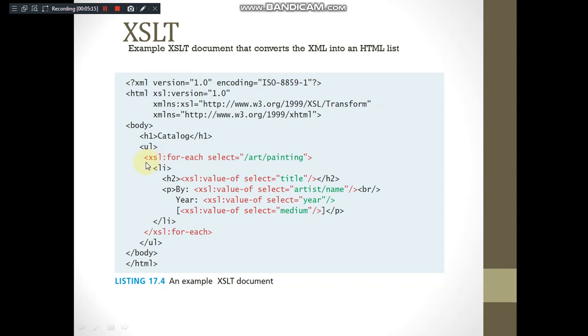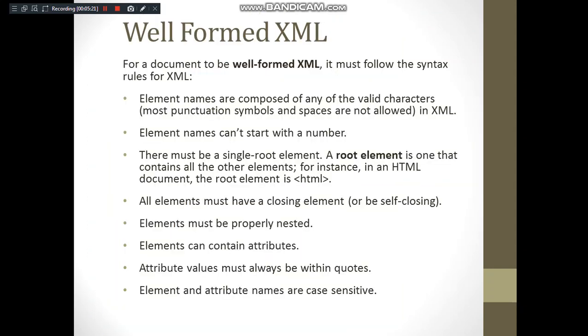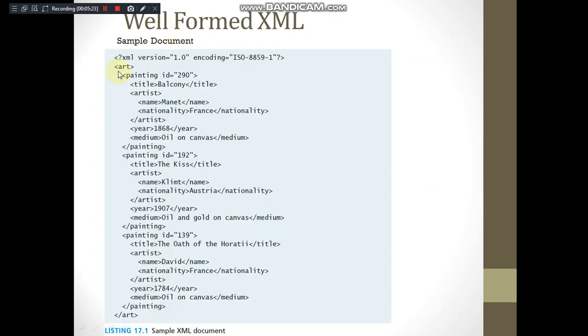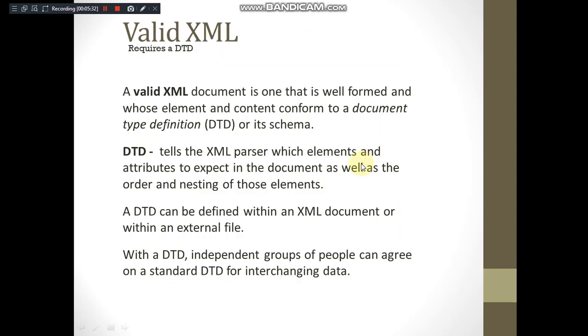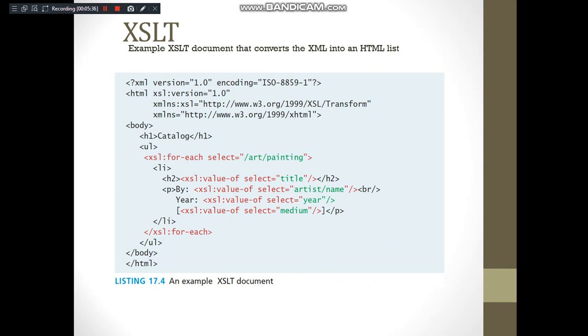So it is an XSL, and this is how it is used. We had 3 paintings there, if you remember this particular program, right? Painting ID equal to 290, painting ID equal to 192 and 139. So this is containing 3 different paintings, or 3 different items of the painting. So for that we are writing the code.